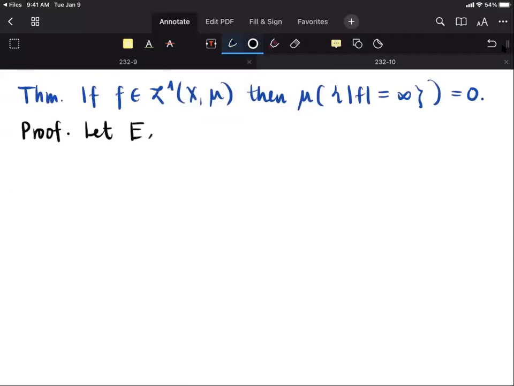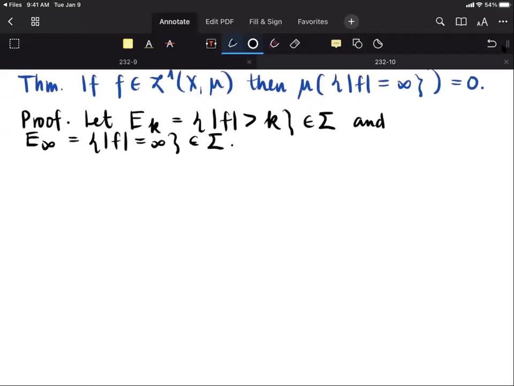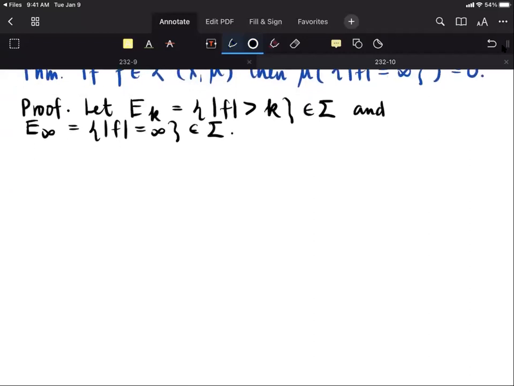So let us introduce the following sets. E sub k is the set where the magnitude of f is greater than k. Obviously, this is in sigma. And similarly, we define E infinity, the set where f assumes positive or negative infinity. Again, by measurability of f, this is in sigma. So let's start with the Lebesgue integral of the absolute value, or the modulus.